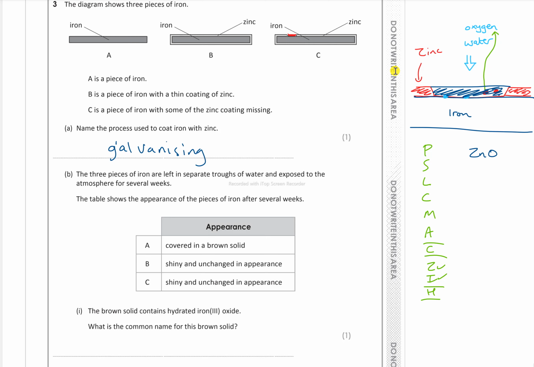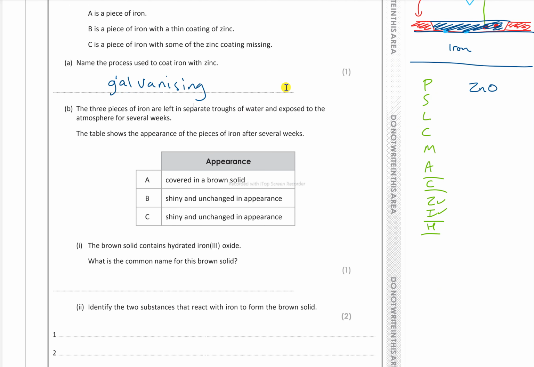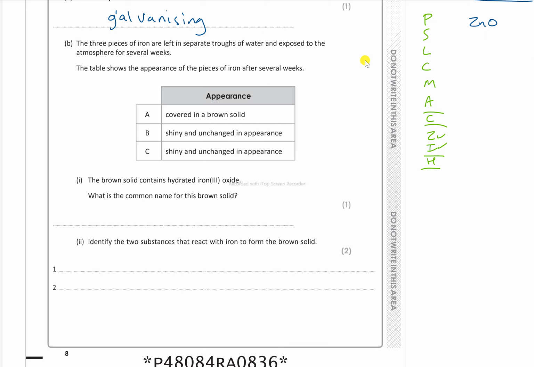Right. Three pieces of iron are left in a trough. Does it say up there? Yes, it does. Right. When you get a brown solid, the common name is called rust. Identify two substances that react with iron to form it. So it's oxygen and water.